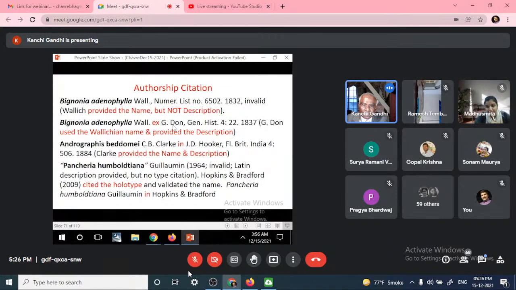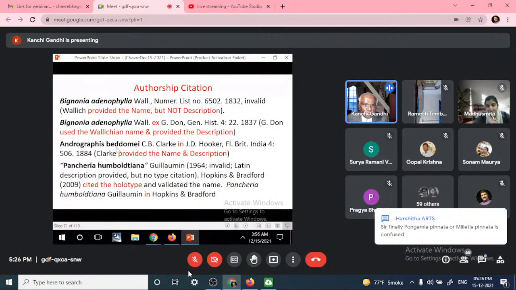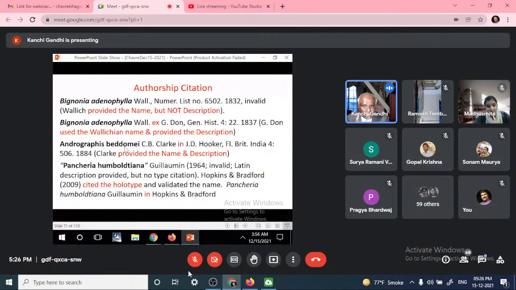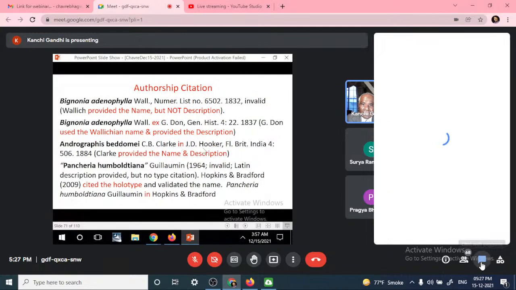Here is another instance. Here is Andrographis paniculata. C.B. Clarke provided the name as well as the description. And it was in a book, Flora of British India, edited by J.D. Hooker. So we merely say in J.D. Hooker.